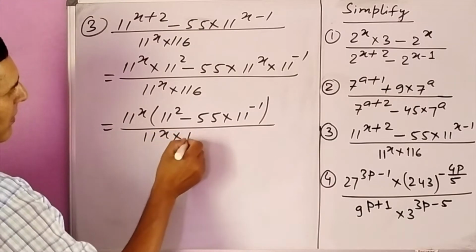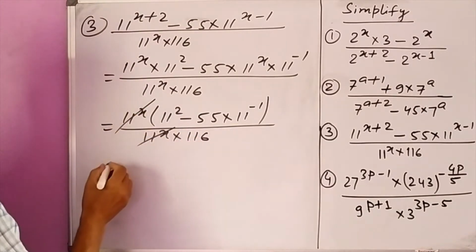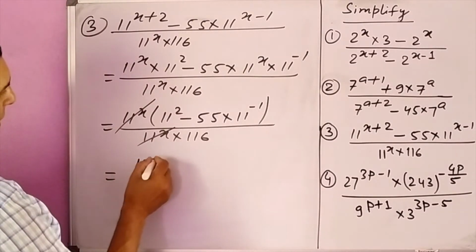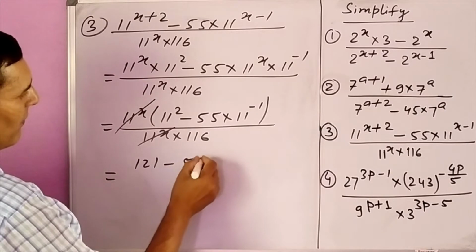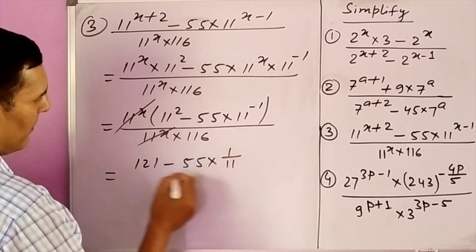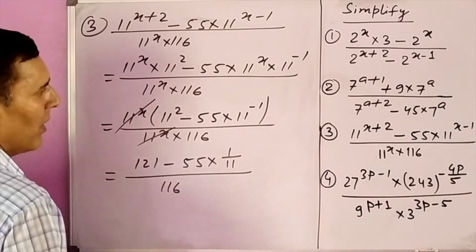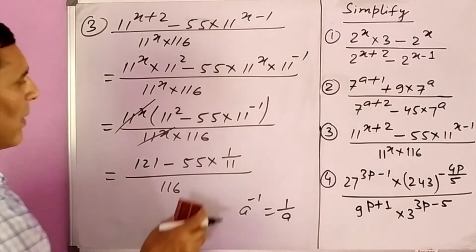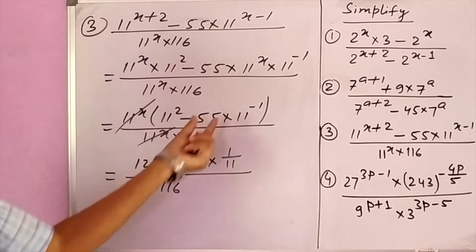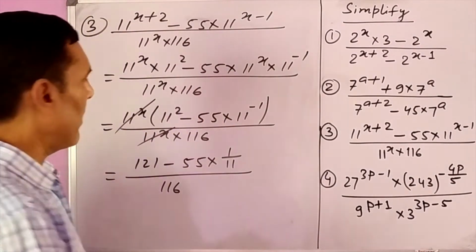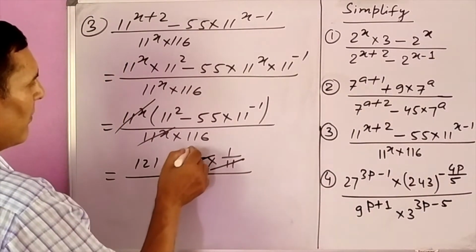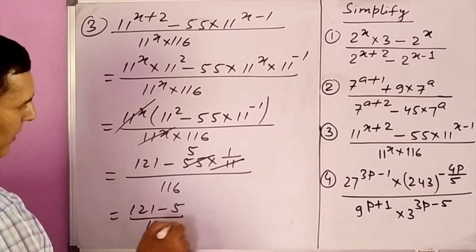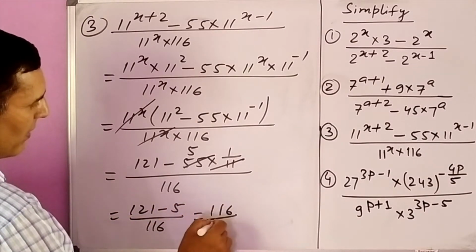11 to the power x into 116. This 11 to the power x cancels. Now it is 121 minus 55 into 1 upon 11. Because you know that a to the power minus 1 is 1 upon a, so 11 to the power minus 1 is 1 upon 11. It does not come down, it is in the numerator. It is 55 into 1 upon 11. So 11, 5 times. So 121 minus 5 upon 116. It is 116 upon 116.